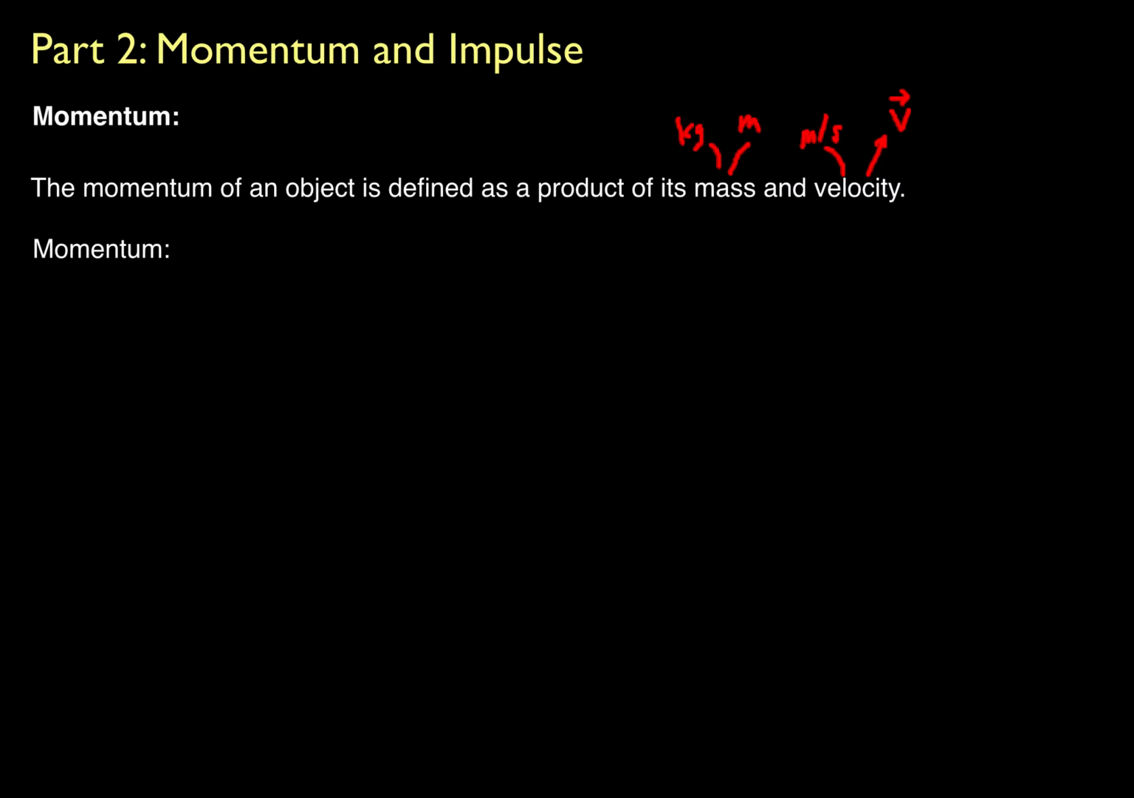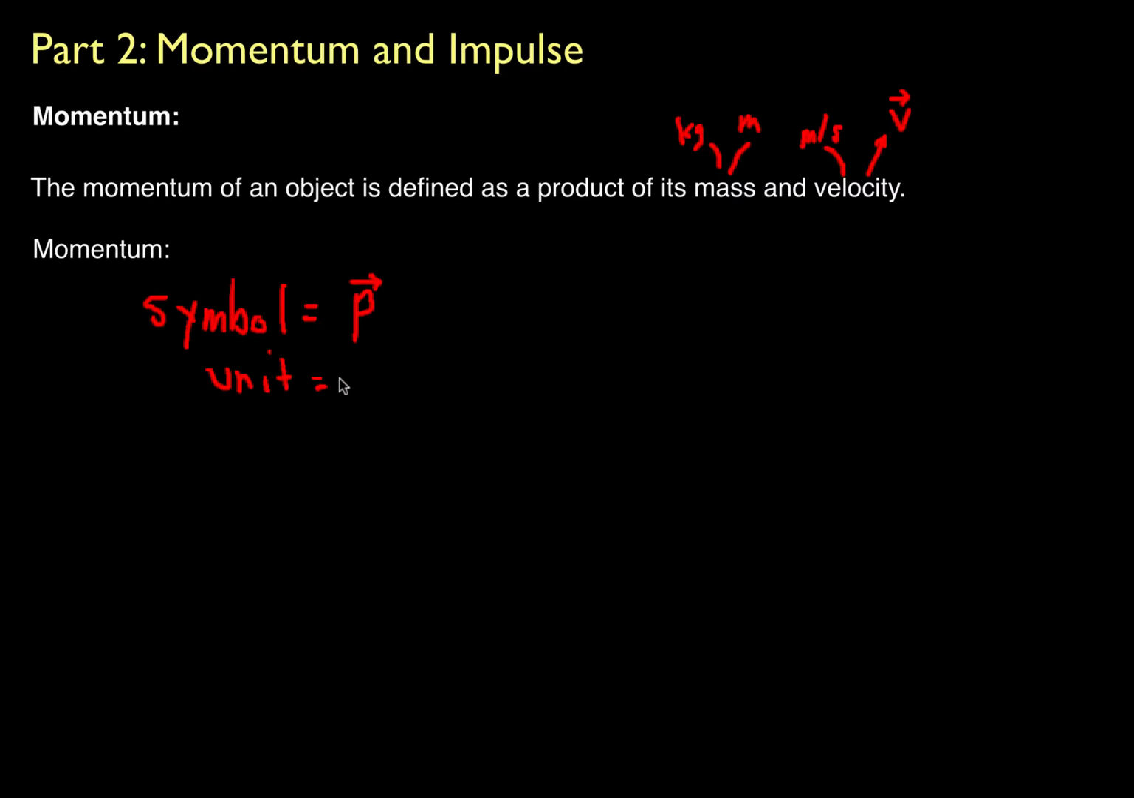Momentum is given by the symbol p, with an arrow over top of it to say that it's a vector. I don't know why they chose to use the letter p. It's got not much to do with momentum. It might be because they ran out of letters of the alphabet. M was taken by mass and meters, so it couldn't be used again. So they chose p.